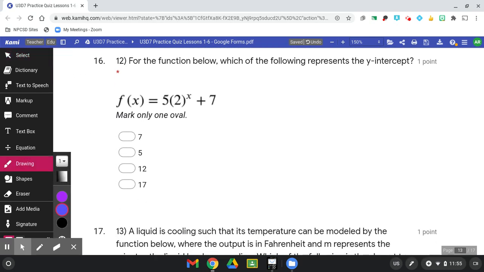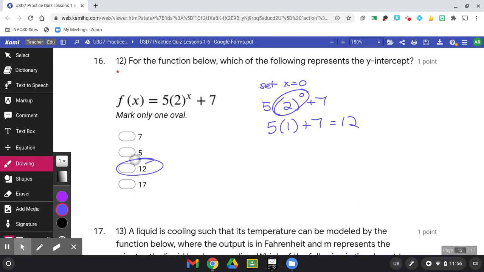Okay, remember, whenever you want to find the y-intercept, you have to set x equal to 0. So 5 times 2 to the 0, plus 7. 2 to the 0 is just equal to 1. So 5 times 1 plus 7 is 12.